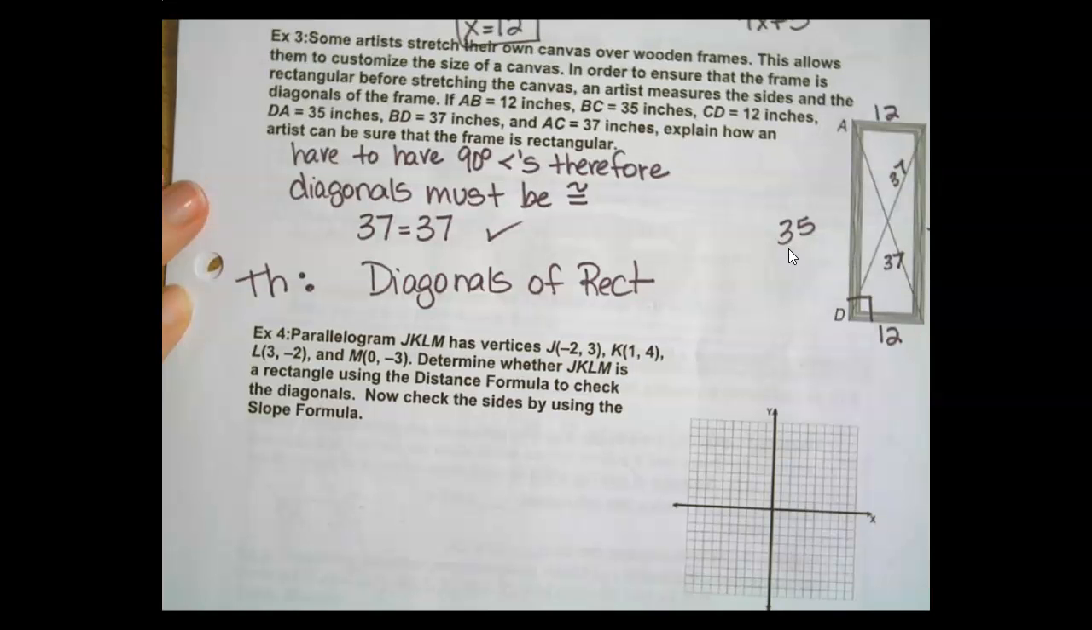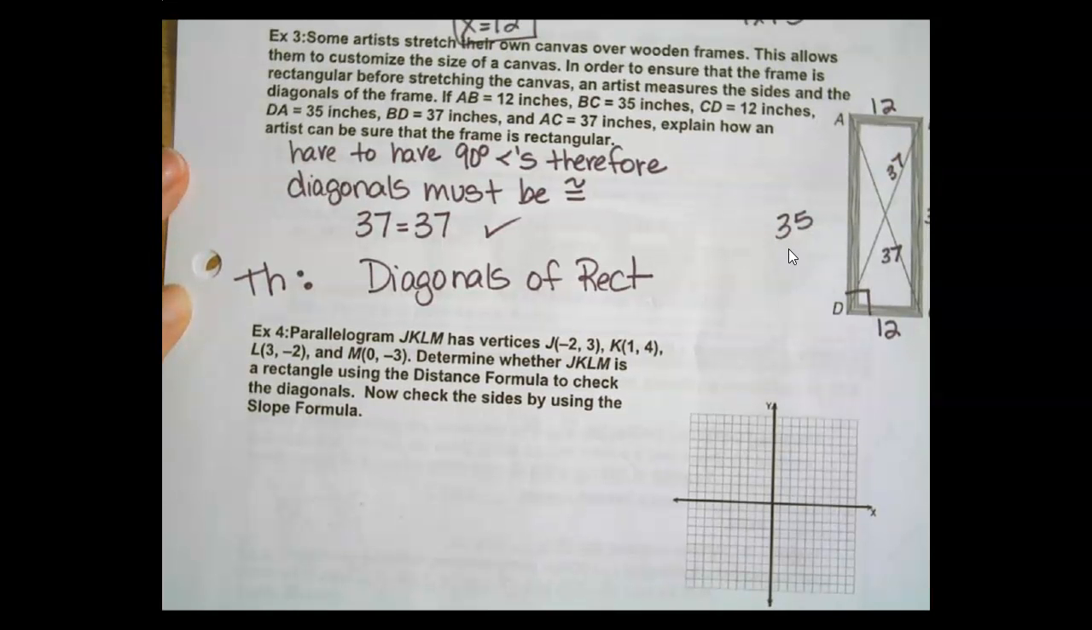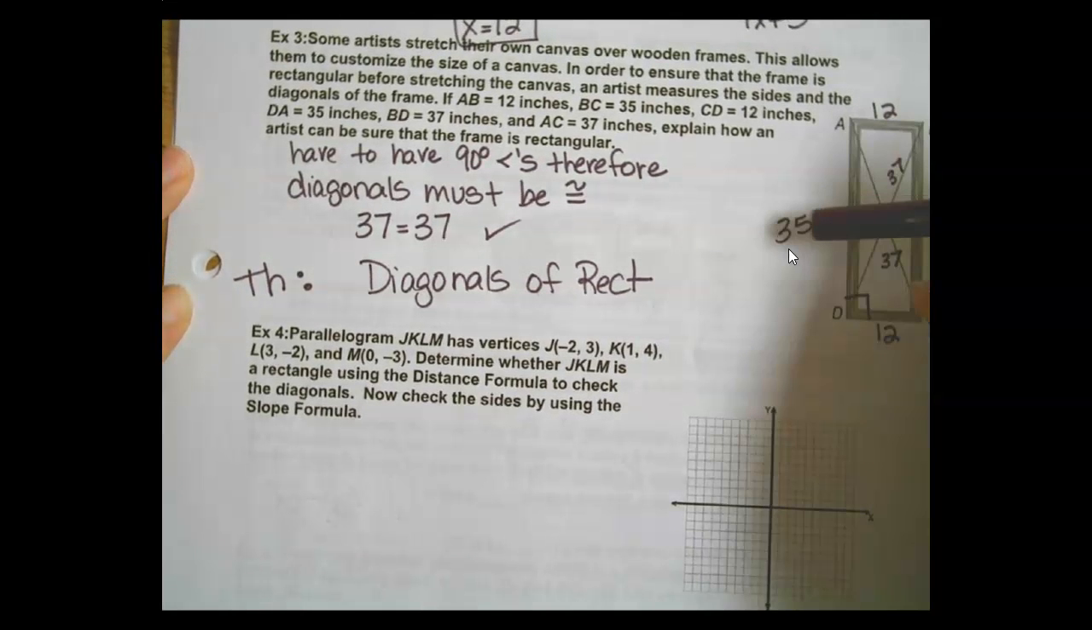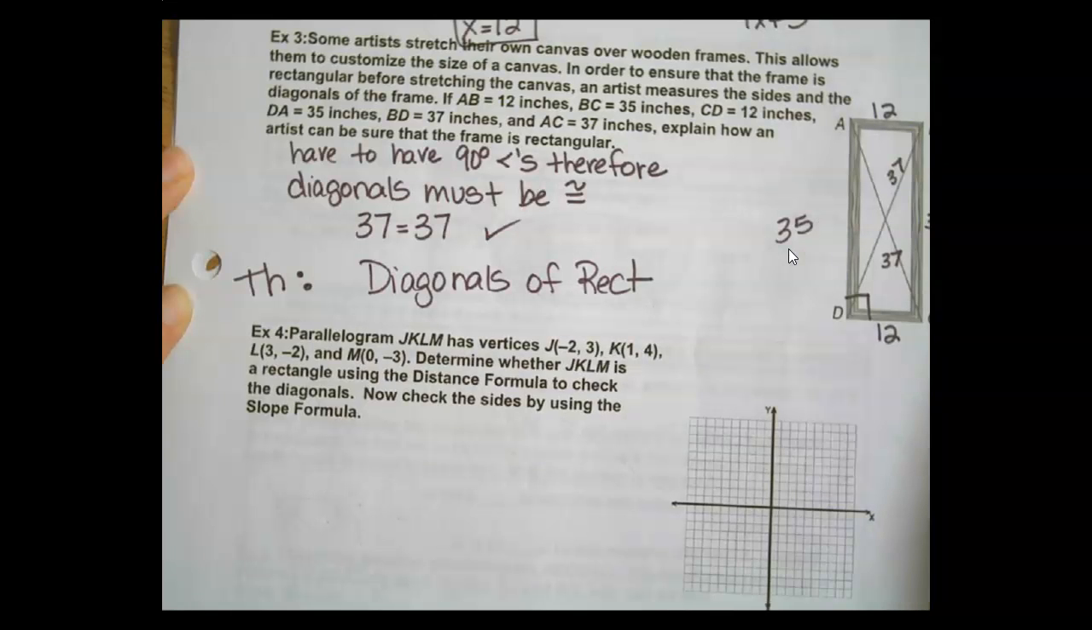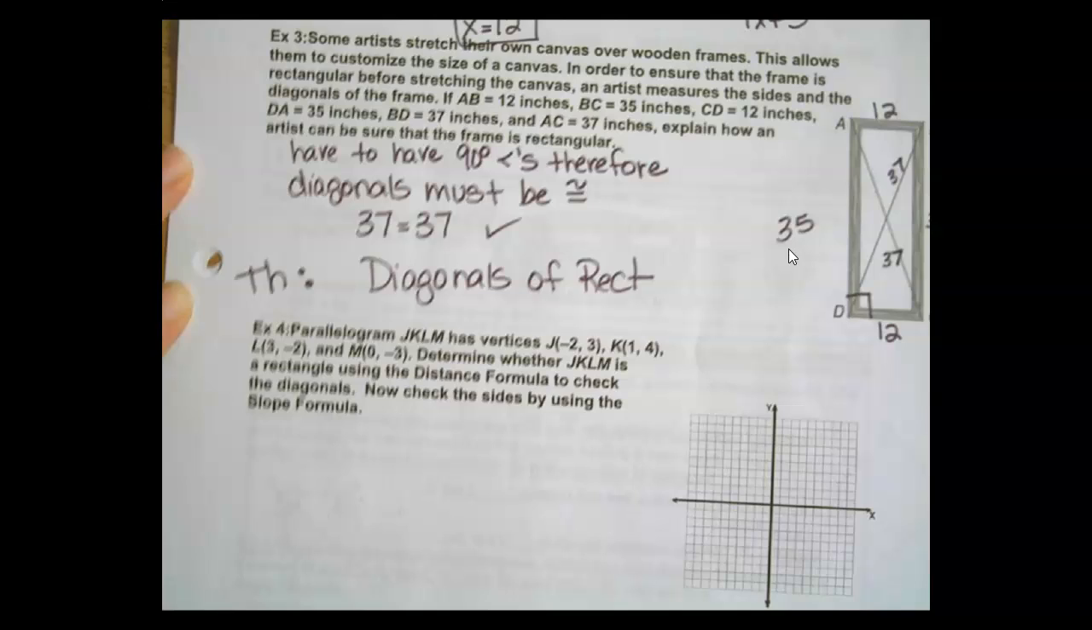Okay. And again, that's very important. Like I said, just because these two are equal does not mean it's a rectangle. They have to have those 90-degree angles, and the only way to prove that is if your diagonals are congruent.